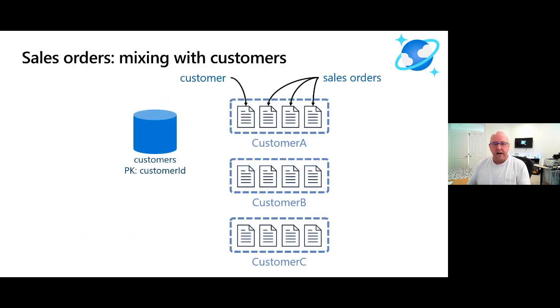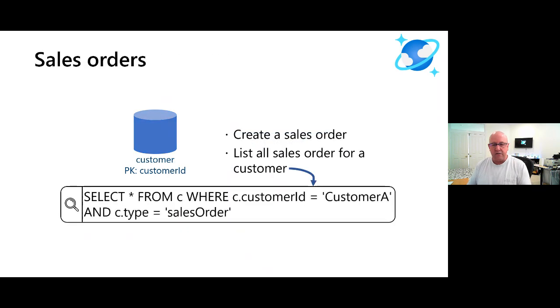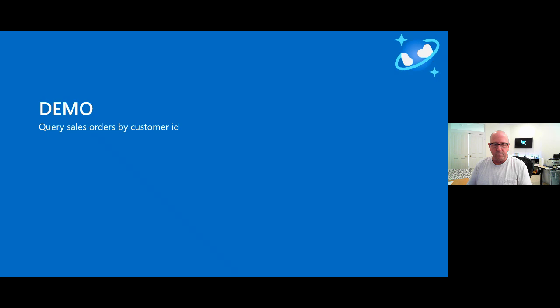Okay, so now what we have is a customers container where each logical partition will contain exactly one customer record, and then all of that customer's sales orders within here. And so now if I want to get all the sales orders for our customer, we could simply run this updated query here: select star from C where C.customer ID equals customer A and C.type equals sales order. Okay, let's see what this looks like.